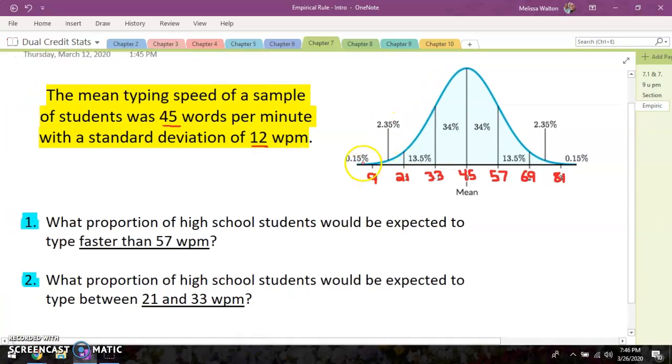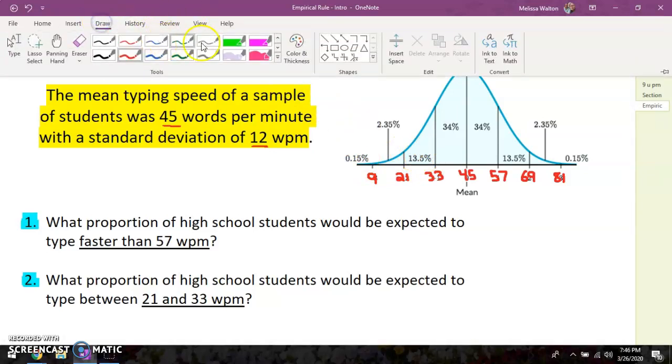To start this problem, I strongly recommend actually drawing out what this looks like. We have our mean that goes right in the center. That is what we are centered about. And then our standard deviation. If we are going in this direction, we are adding standard deviations. This way we are subtracting standard deviations. That will help figure out what we've got going on there.